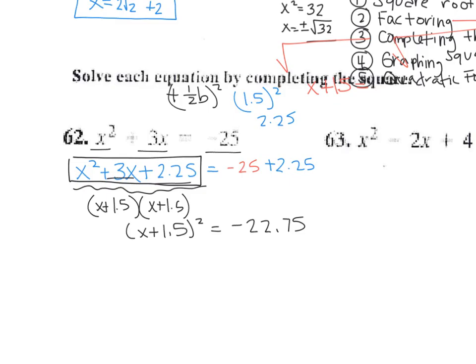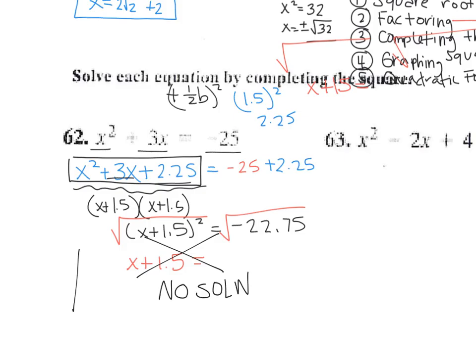So instead of thinking about factors of 2.25 that add up to 3, all you need to do is just take half of the b term, which is 1.5. So now you have this equation that you can solve by taking the square root. So I'm going to take the square root of this side and this side. So I'll have x plus 1.5 equals, but I run into a problem right here because I can't take the square root of a negative number and get a real solution. So actually this is going to be no solution.